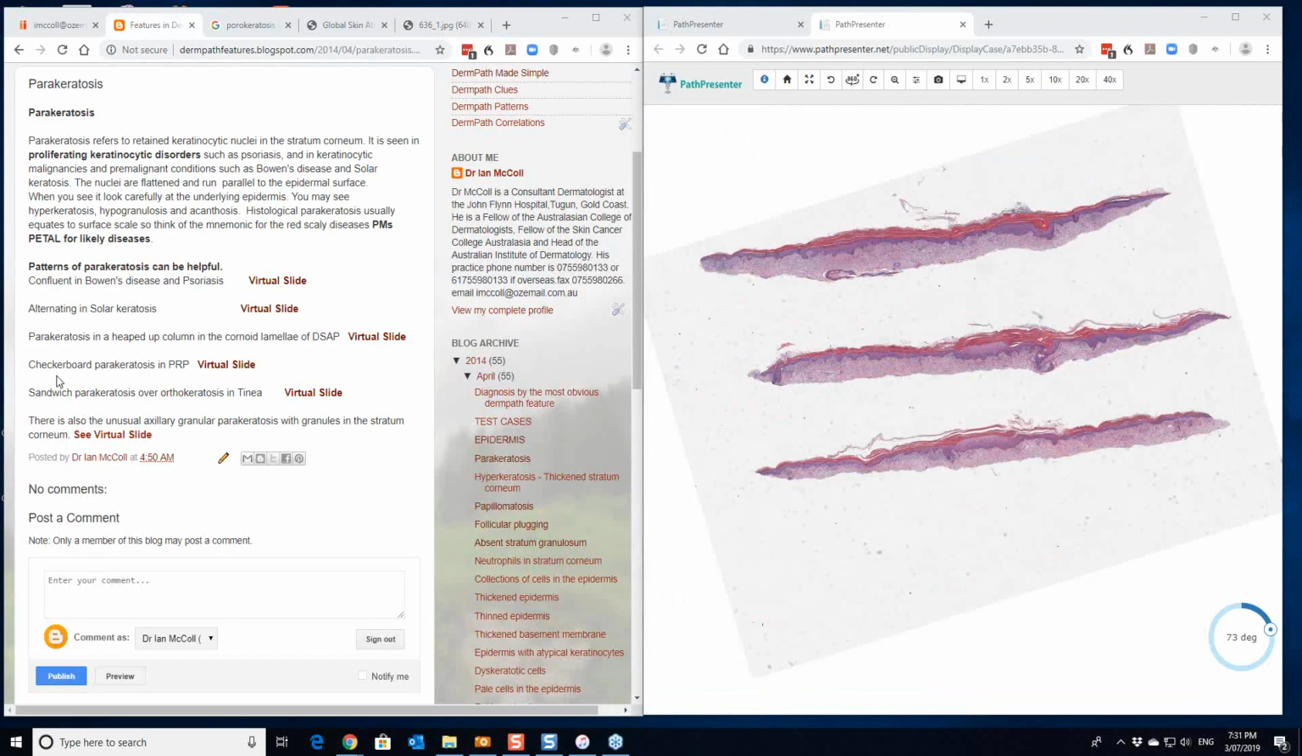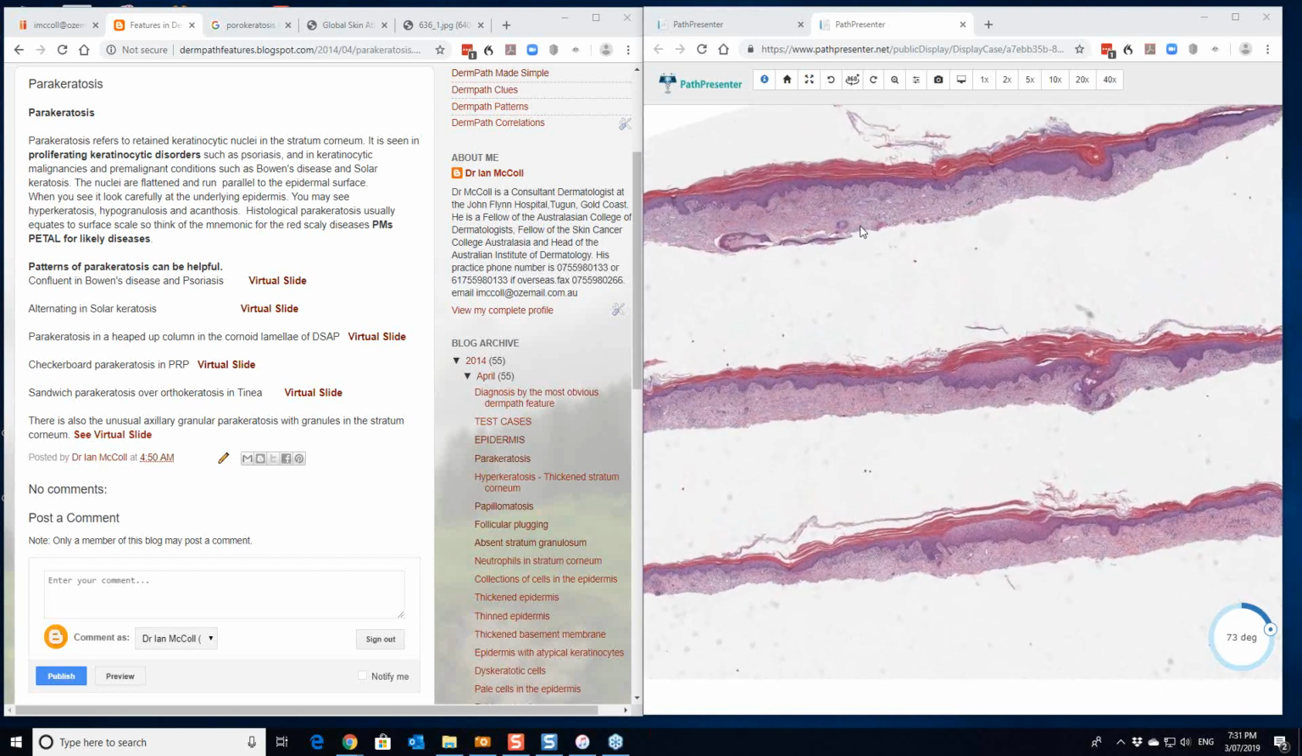Next pattern we were looking at here for parakeratosis is the checkerboard pattern in PRP, pityriasis rubra pilaris. Now, the checkerboard pattern means alternating ortho and parakeratosis both horizontally and vertically. That's why it gets the name of checkerboard. So alternating orthokeratosis and parakeratosis horizontally and vertically. Let's go in and see if we can see that.